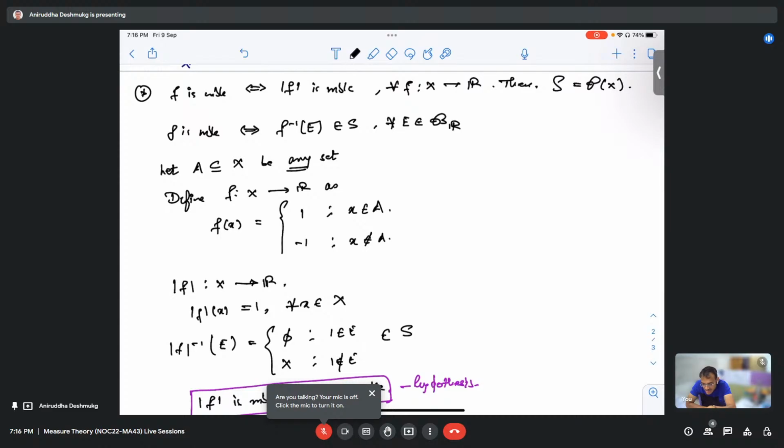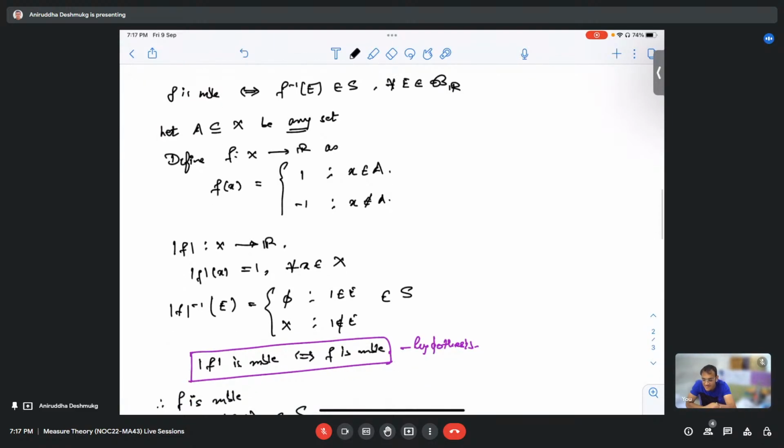So I have started with A inside X, that is an arbitrary set. What I will do is, corresponding to this set, I will define a function for which mod f will be measurable. See, there are many ways to do it. This is the simplest way. So let us define this f as 1 whenever x is inside A, minus 1 whenever x is not inside A. We don't know whether f is measurable or not because we don't know whether A is in the sigma algebra.